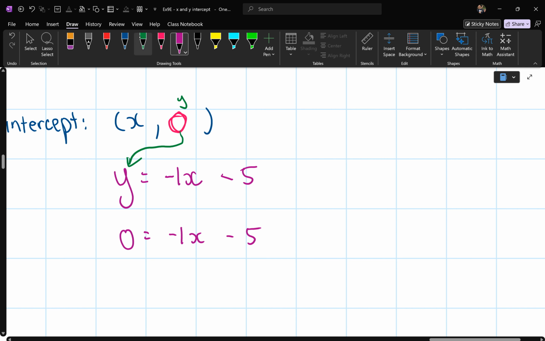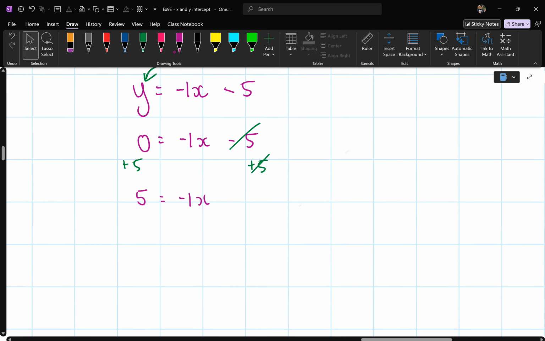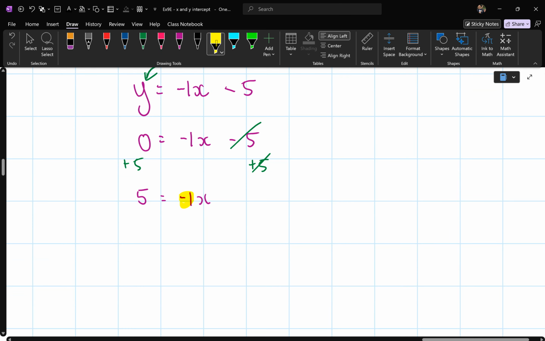Using your algebra stuff that you learned from previous lesson, plus 5 on both sides. -5 plus 5 cancels out. And you get into the next line. -1x is equal to +5. And then how do you get x by itself? What I don't want is that -1. That's a times -1. So the opposite of times -1 is divide. Divide -1 on both sides. -1 divided by -1 is +1. So hence you get +1x is equal to 5 divided by -1, which is -5.